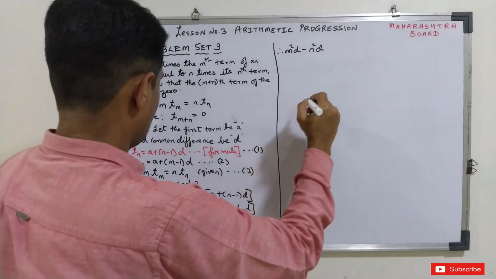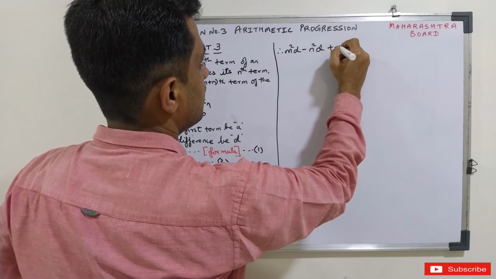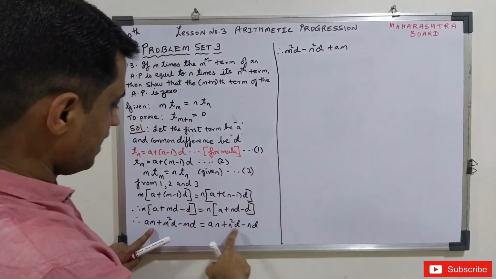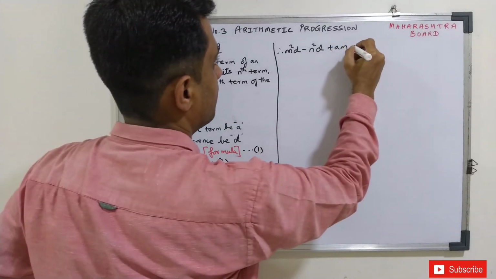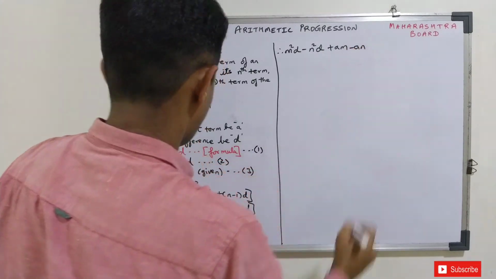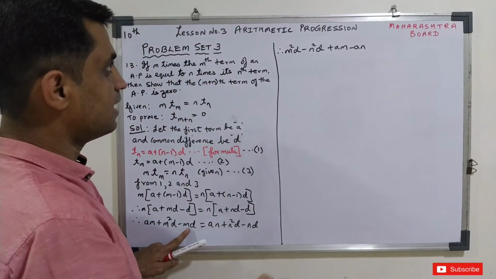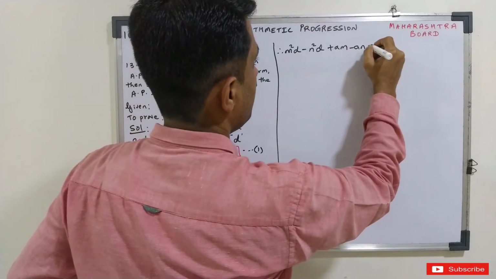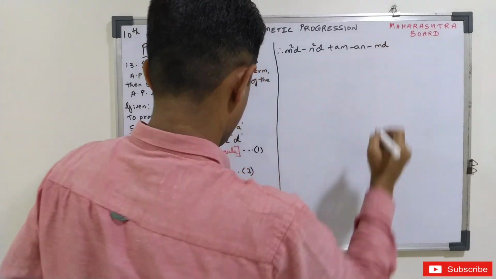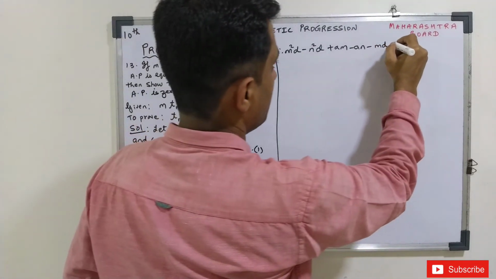Similarly here, plus AM. With AM what will come? AN. Minus AN. Now minus MD. With this what will we write? Plus ND.